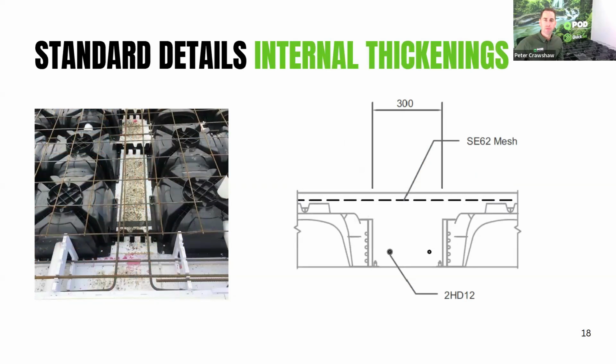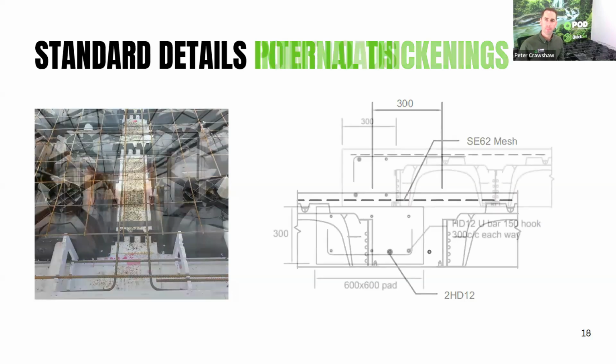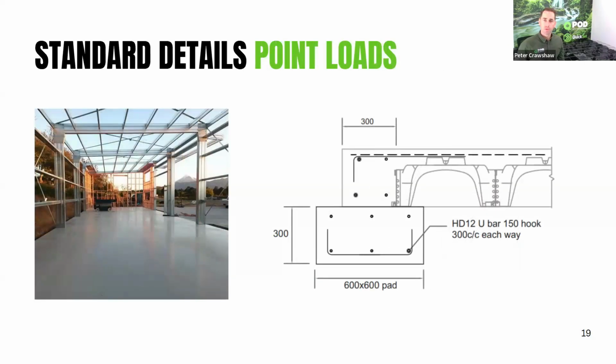Internal thickenings, typically again, good ground, two bottom bars in those thickenings for load walls, point loads, and line loads. Point loads for perimeters, when we're getting over 30 kilonewtons, we can obviously put a load bearing pad in there. This is getting into SED territory.